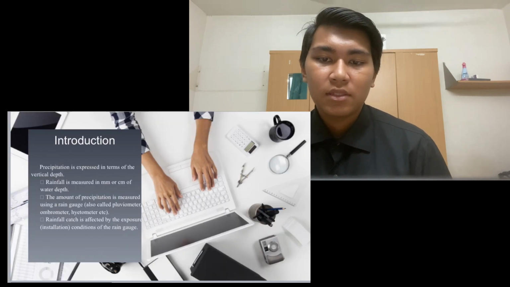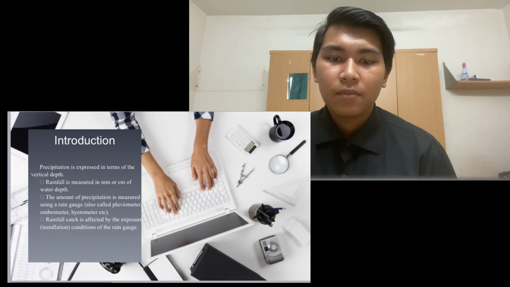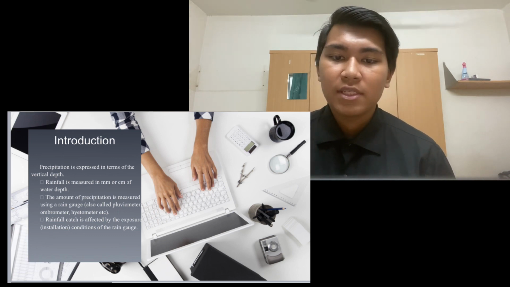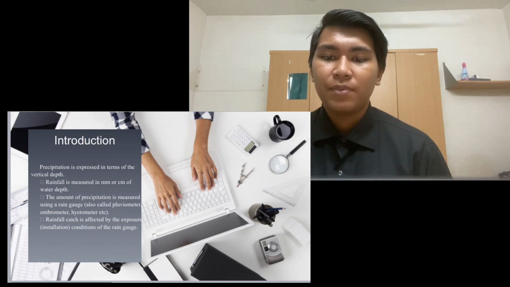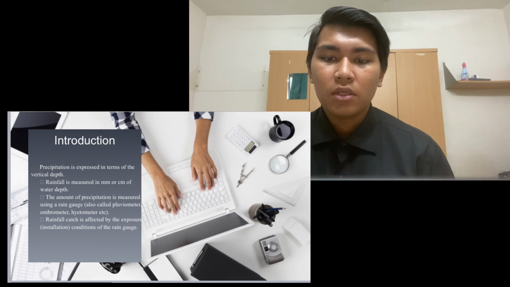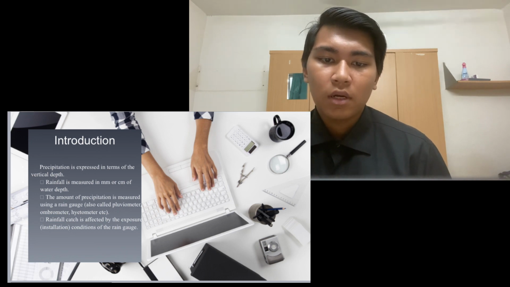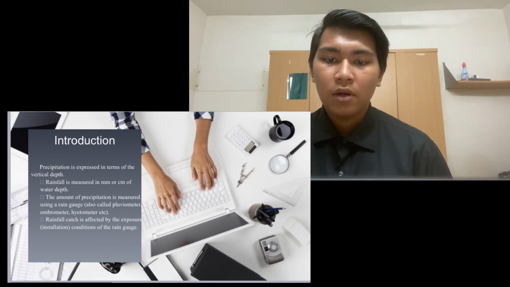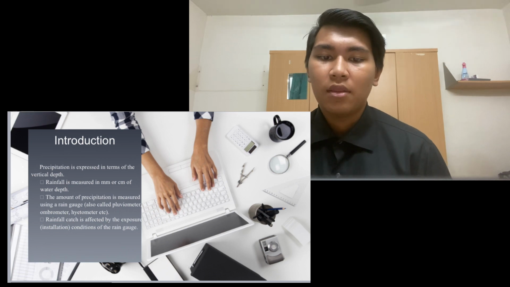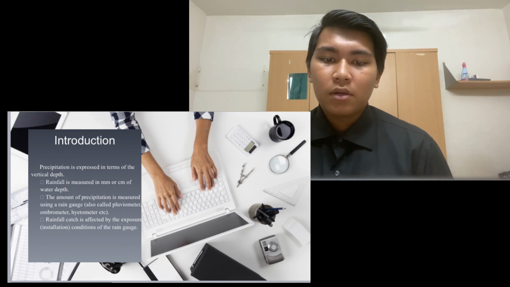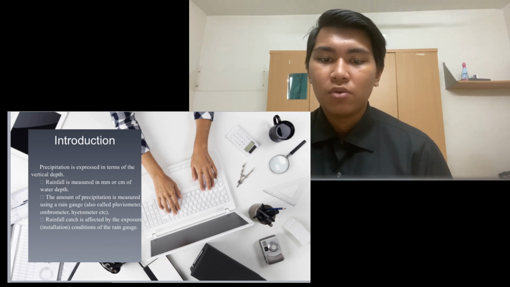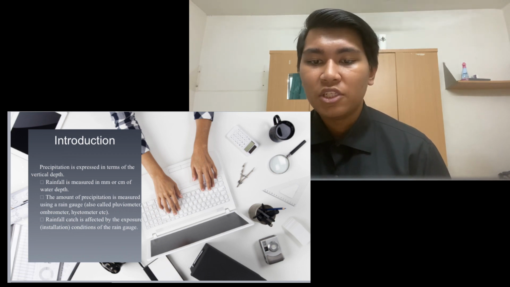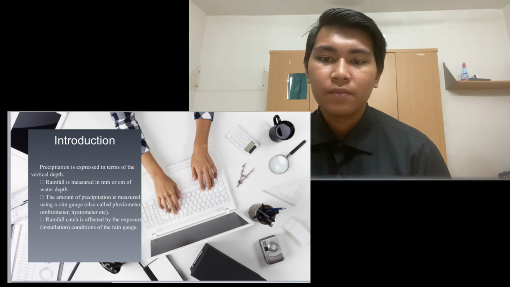So first one is introduction. Precipitation is expressed in terms of the vertical depth. Rainfall is measured in mm or cm of water depth. The amount of precipitation is measured using a rain gauge, also called pluviometer, ombrometer, hydrometer, and others. Rainfall catch is affected by the exposure, installation, and conditions of the rain gauge.